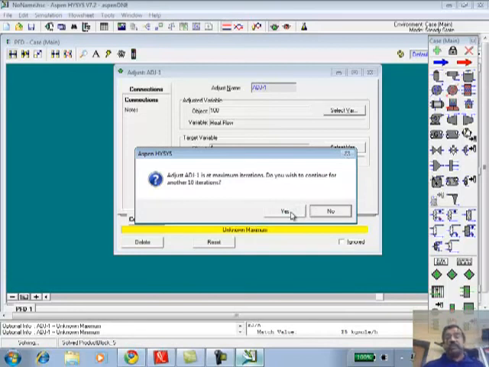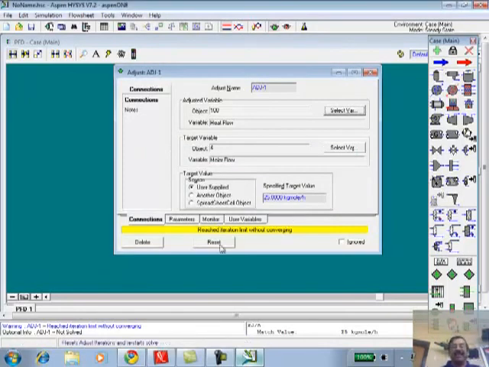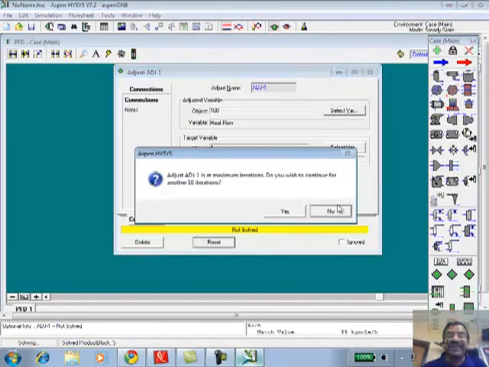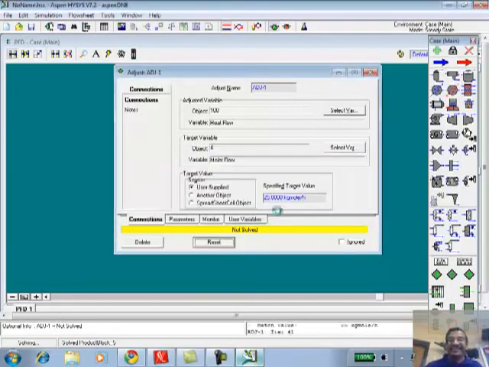What does it say? Oh, it says actually continue. Let's continue another 10. Oops. Okay. I hit no by accident. See, by default, it puts me on the no.